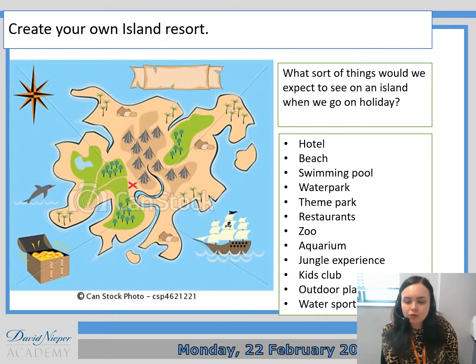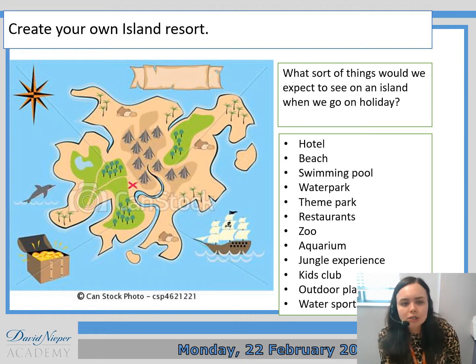Obviously, we need restaurants, don't we? Because we need places for people to be able to go and eat. You might want to include a zoo or an aquarium or maybe even a jungle experience into yours. There might be kids clubs, there might be outdoor play areas, there might be a water sports centre. Okay, this is your best island. If you were going to pay lots of money to go on holiday, what would you want from an island? That's what you've got to think to yourself.